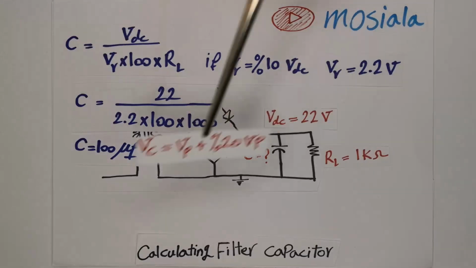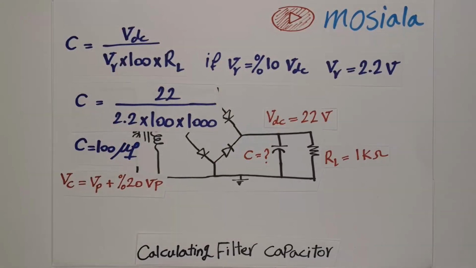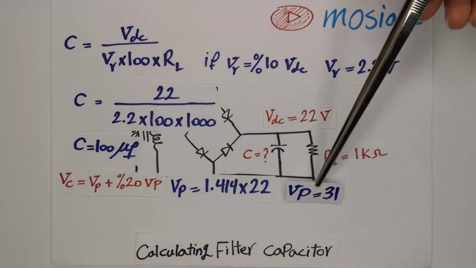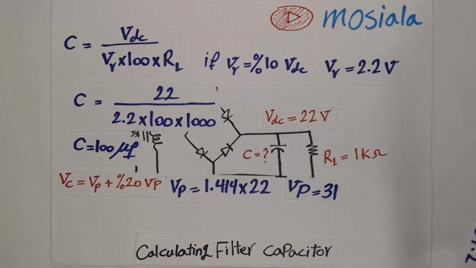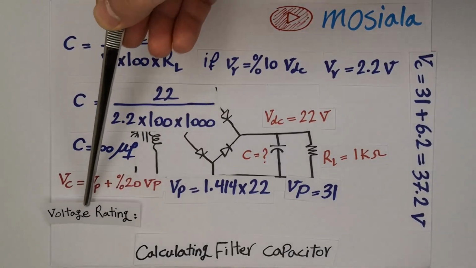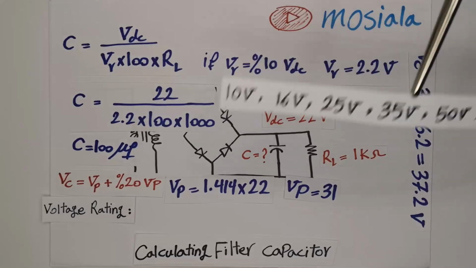Now for capacitor voltage rating. Peak voltage is about 31 volts. We add 20% safety margin. VC approximately 37 volts. So we choose a standard capacitor, 50 volts.